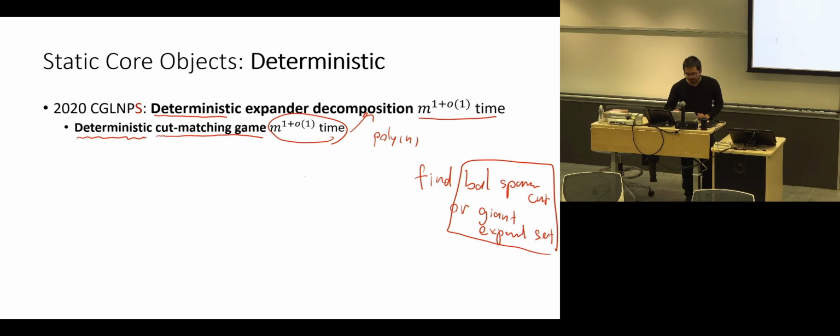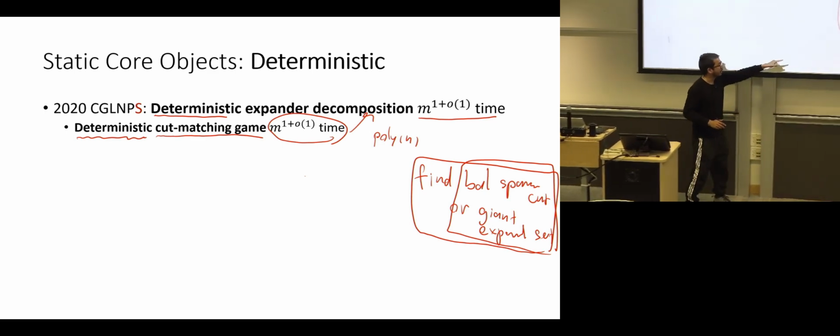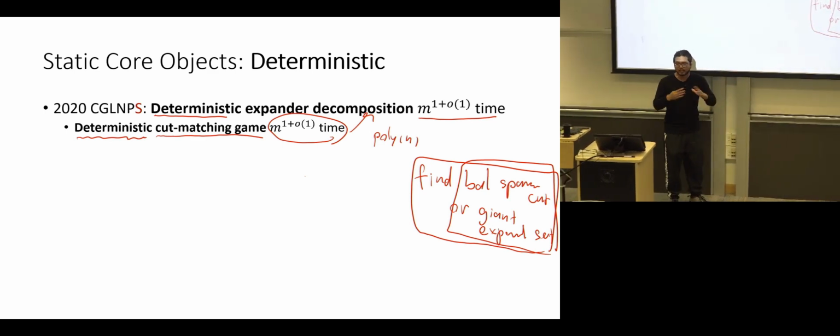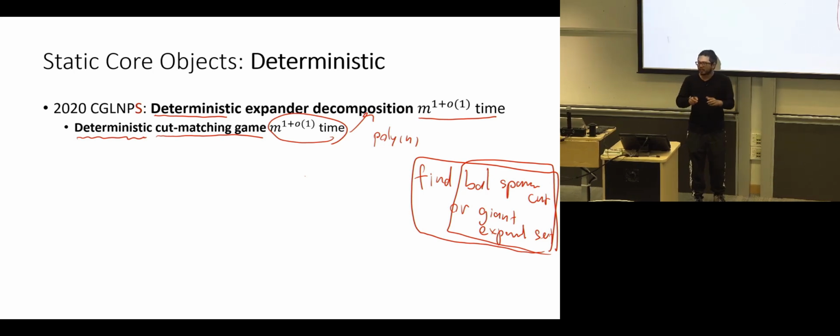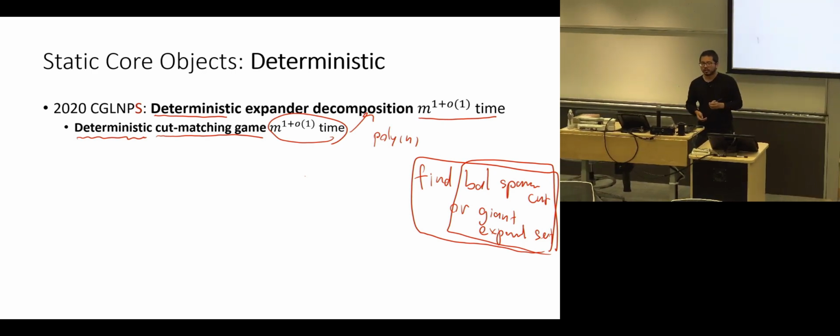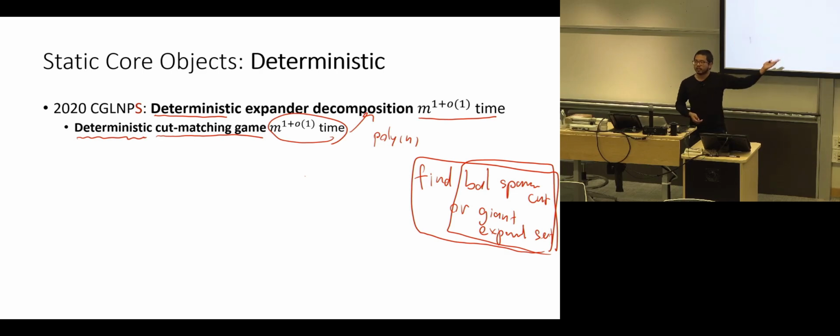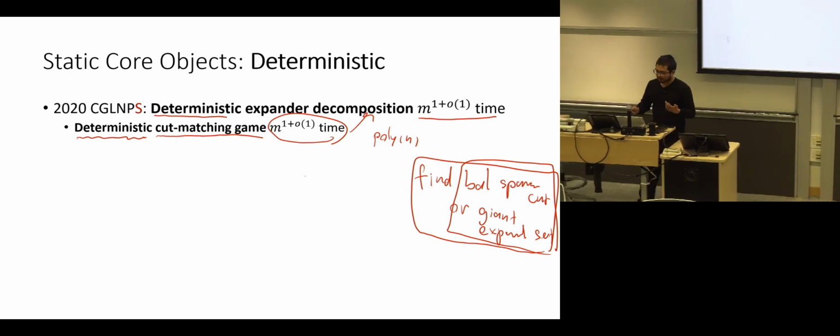You can see this because if I can either find a balanced sparse cut or a giant expanding set fast and deterministically, then we can just compute expander decomposition fast. How? Just call this. If you get a balanced sparse cut, recurse on both sides. Otherwise, you get a small cut but everything else is expanding, so just recurse on the small side. So everything is deterministic once you have this.